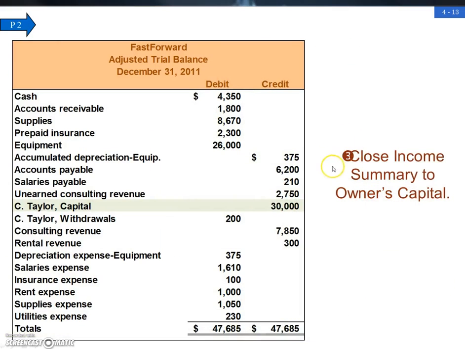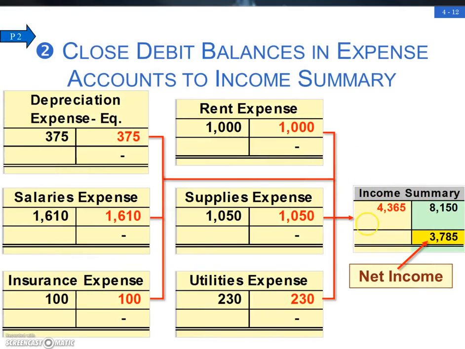Now the next step, the third step that we do, is we close that income summary account. Yeah, that account we were just working with. Let me back up so you see it. This account that we just created right here, where we just summarized the income, we're now going to close this out. And how do we close that? Well, the same way we closed everything else. If it's got a $3,785 credit balance in it, we are going to do a $3,785 debit to that account to get it to zero.